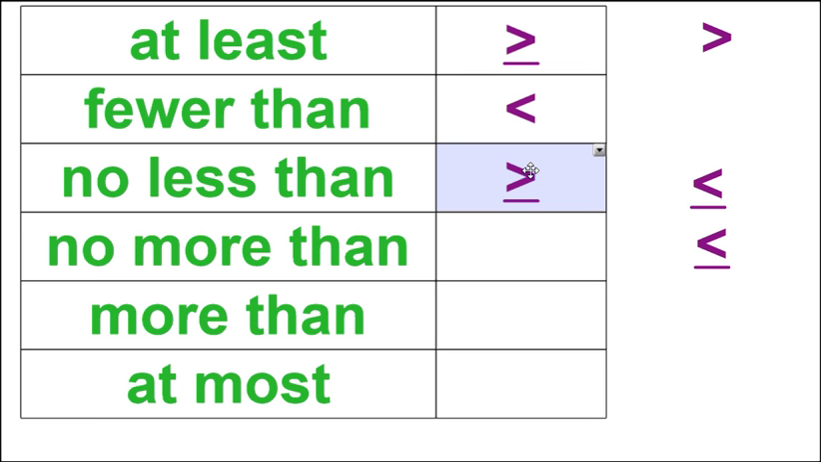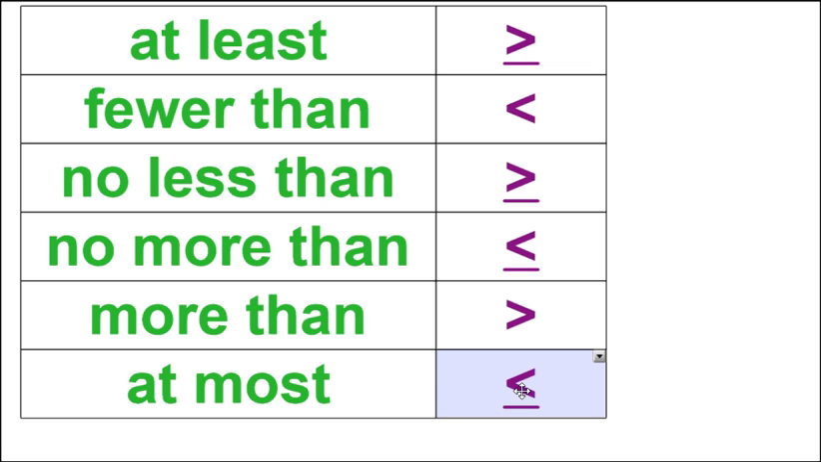No more than, hopefully obviously now, less than or equal to. So no more than, again, it can't be more than, it could be equal, it could be less, okay? And at most, obviously, we got less than or equal to. Okay? Any questions on any of those?